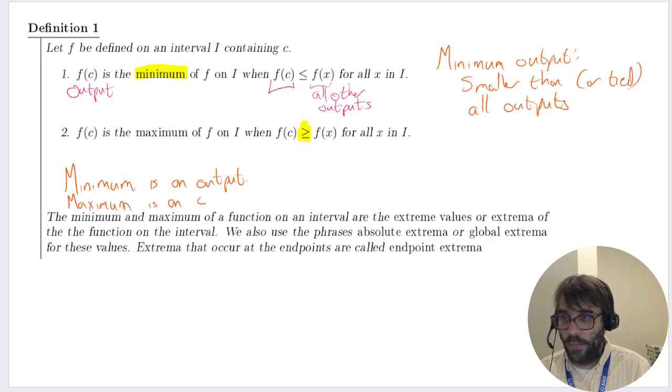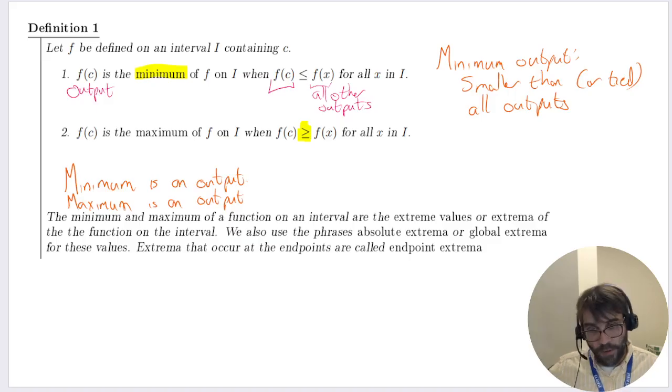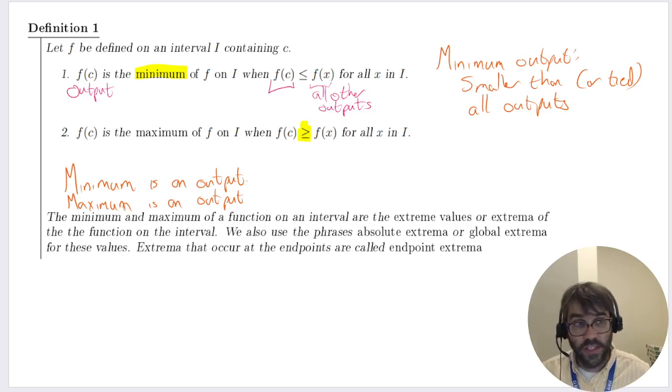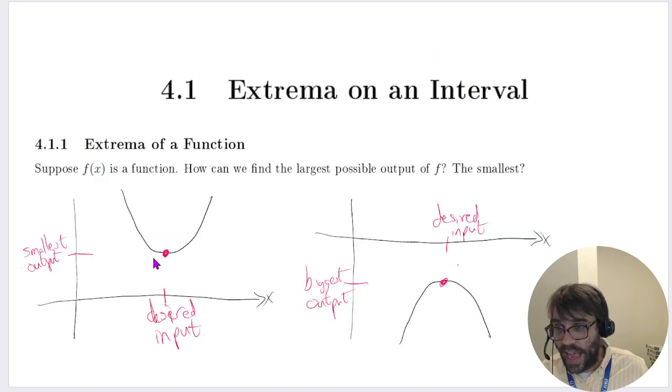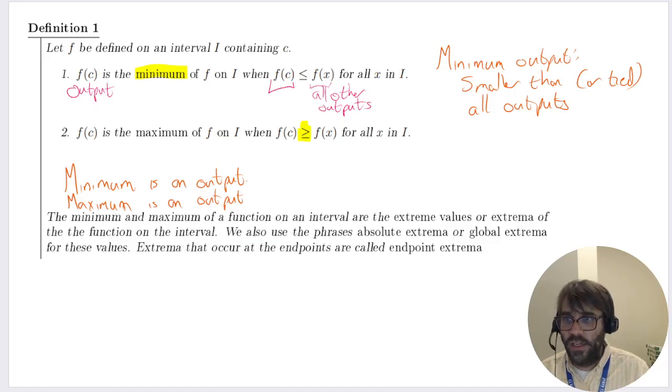If I ask you, what is the highest point above sea level? What is the highest height above sea level? Your answer should be 29,000 feet or thereabouts. Your answer doesn't need to tell me where that occurs. The maximum height above sea level, 29,000 feet. It is so often useful to not just give this smallest output or this biggest output, but to give that desired input, the input that gets it. So we're going to talk also about where it is located.